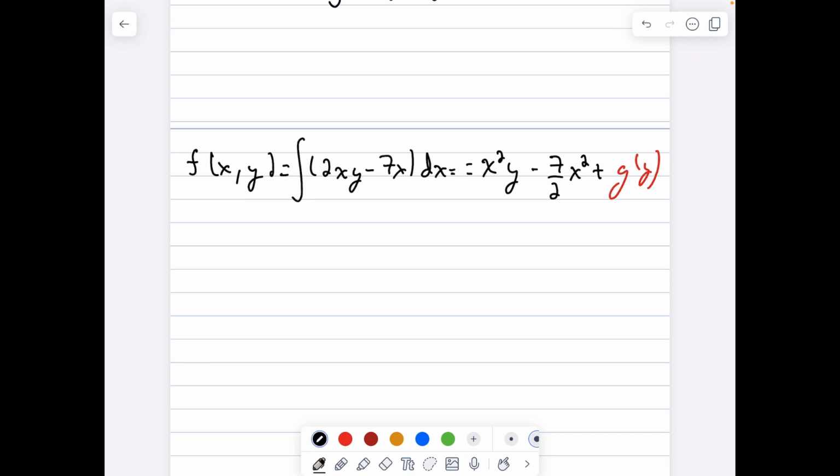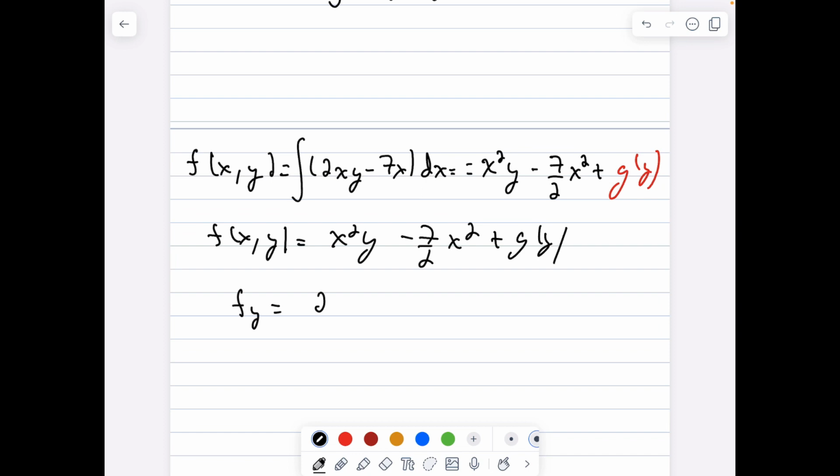Now, we claim that this is what the potential function is when we solved. Let me just rewrite it here. If I were to take the partial derivative of this with respect to y, you would get fy equals x squared plus g prime of y. Okay, that would be our claim. That would be the partial derivative with respect to y.